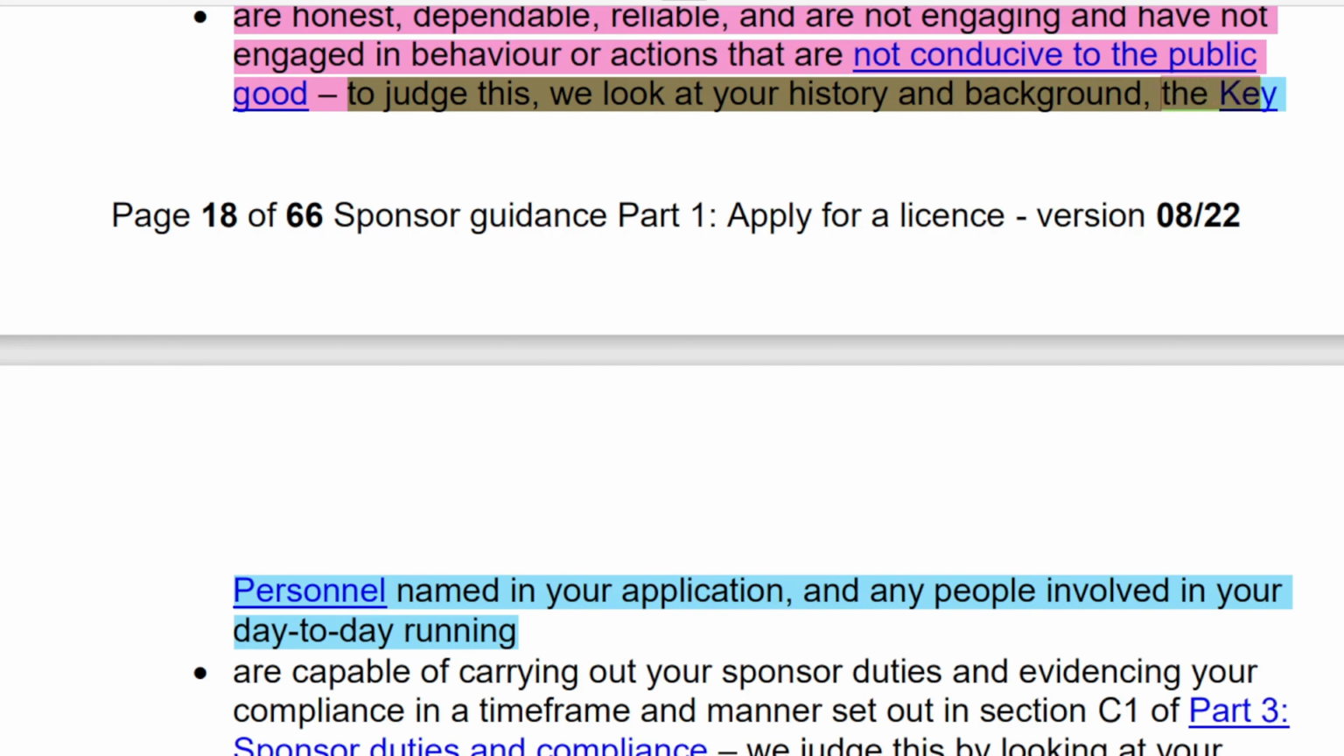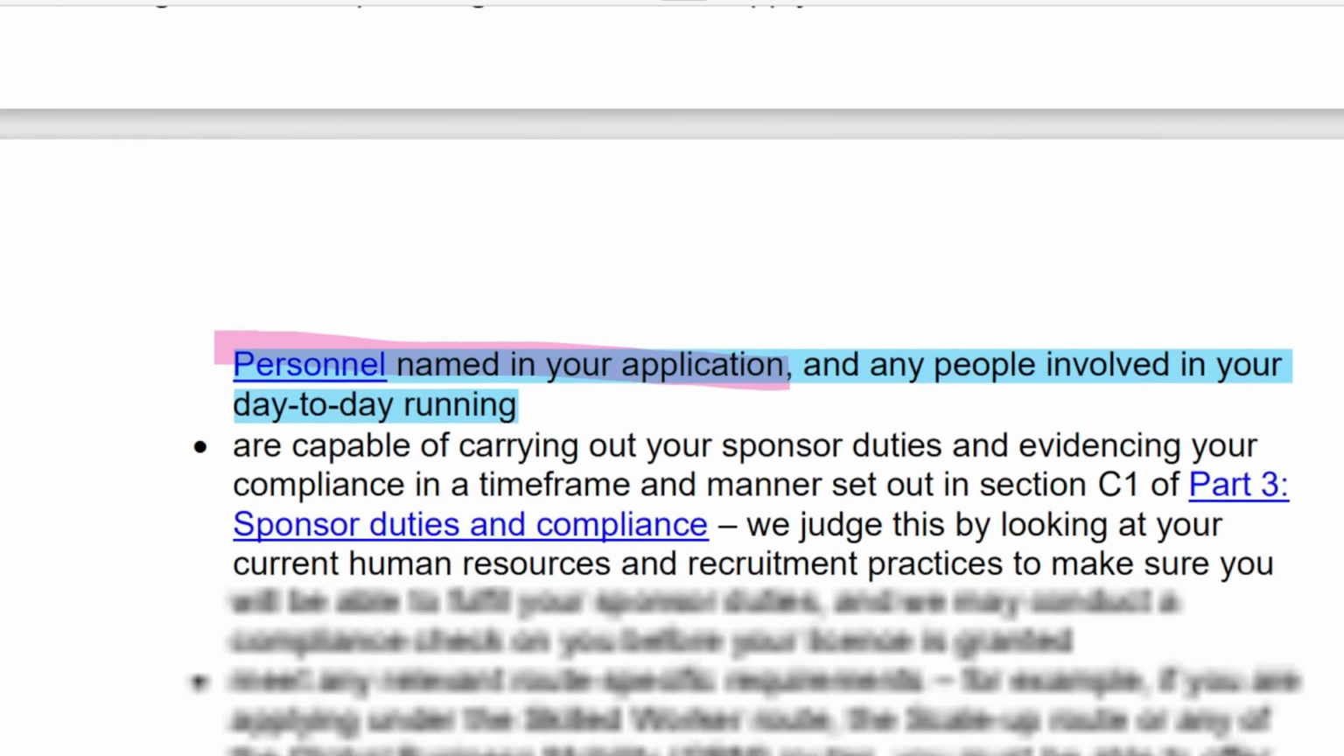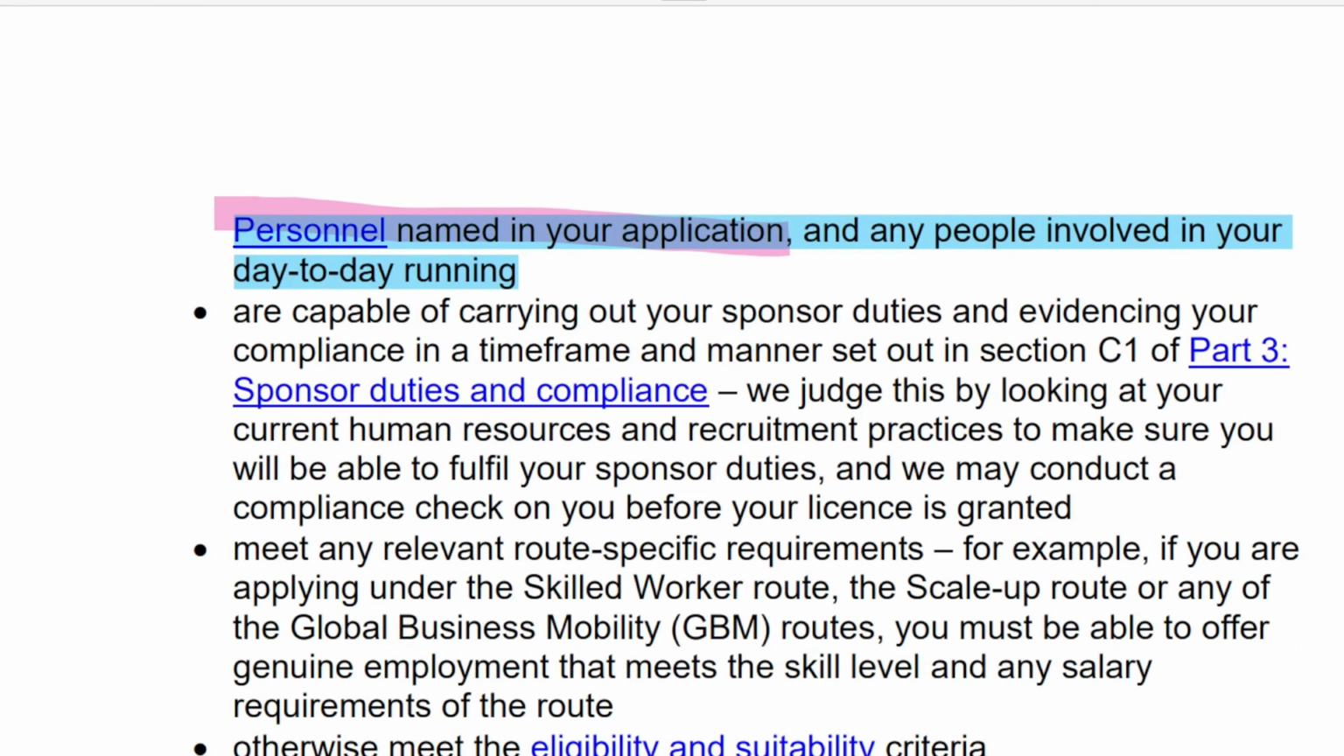It also further says the key personnel named in your application. The key personnel, as we discussed, authorizing officer, level 1 officer, level 2, we will discuss that further in this guidance, it will come up. And any people involved in day to day running. So for example, you are importing goods from someone. Obviously you are related to that person because you're importing from that person. Now, if that person is genuine, the Home Office will check all those things.